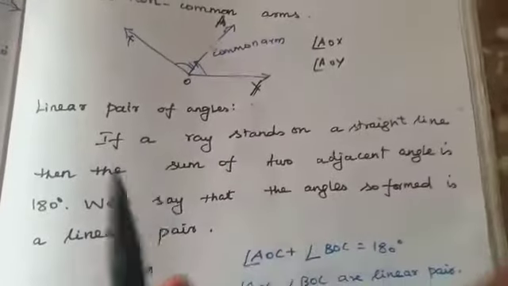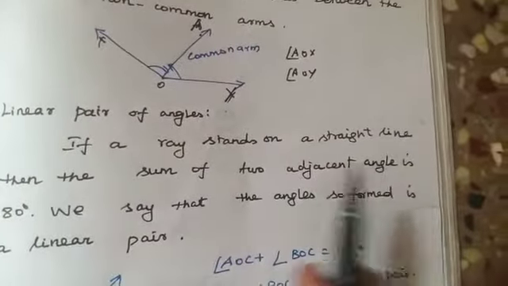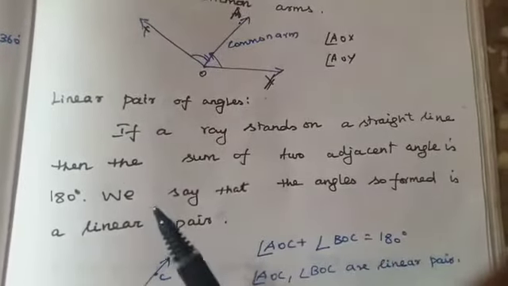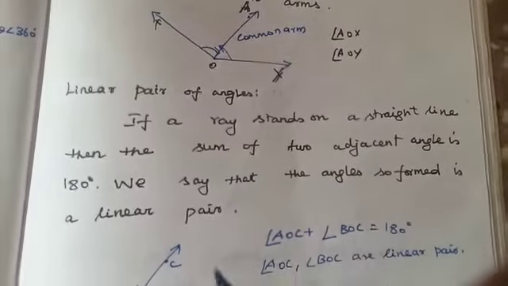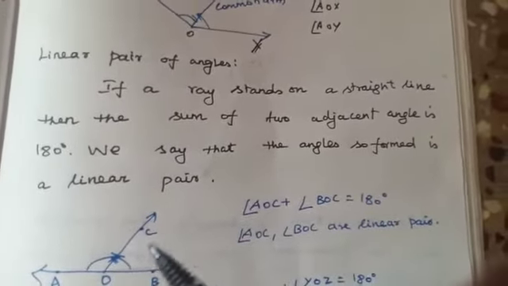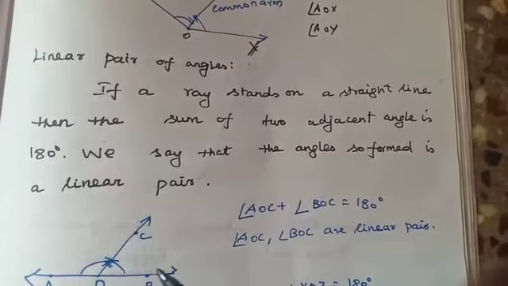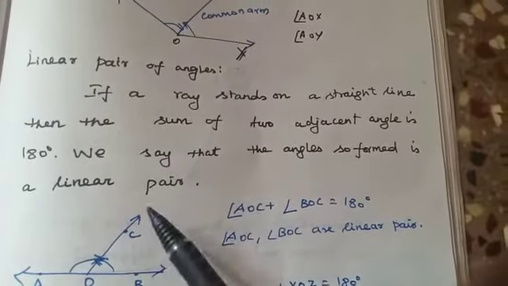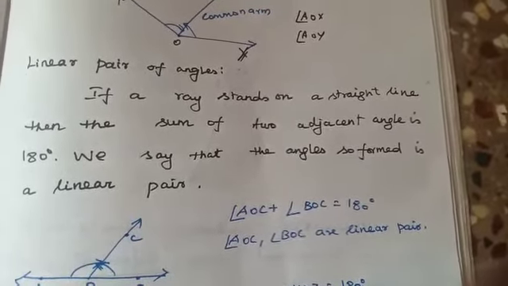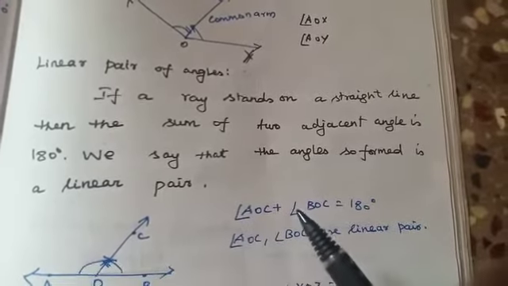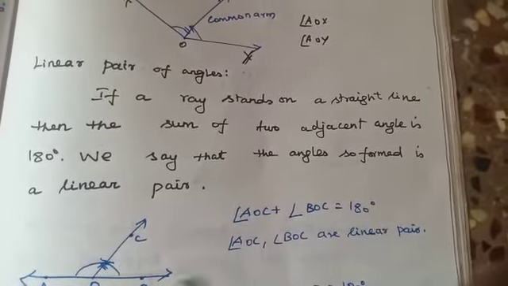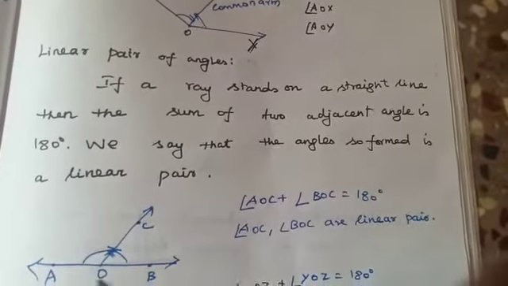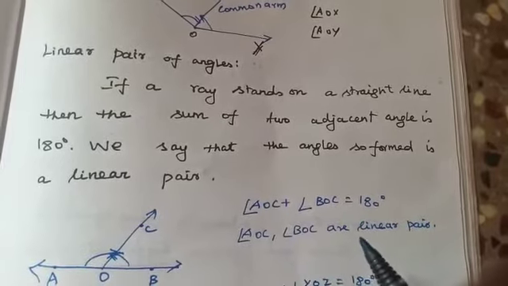Linear pair of angles. If a ray stands on a straight line, then the sum of the two adjacent angles is 180 degree. We say that the angles so formed are a linear pair. So this is the ray, this is the straight line. Angle AOC and angle BOC are adjacent angles. So angle AOC plus angle BOC is equal to 180 degree. The sum of these two adjacent angles is 180 degree, so angle AOC and angle BOC are a linear pair.